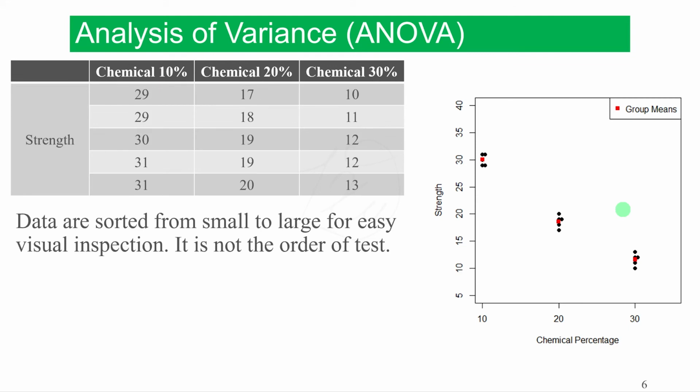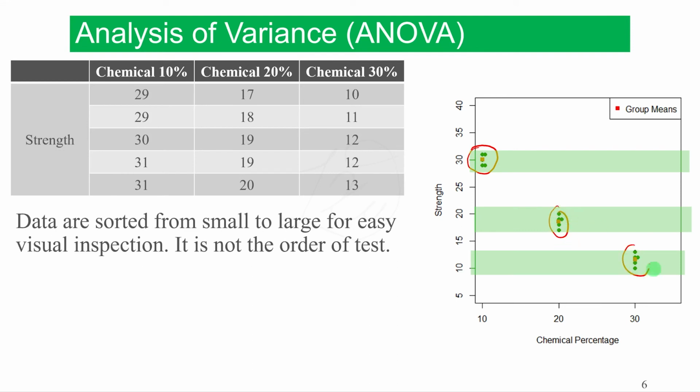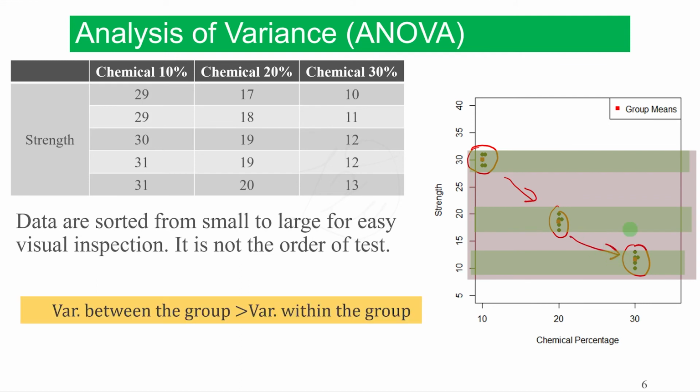Now look at a different set of numbers. In this case, the strengths within each group are very close to each other, so they are clustered very closely to the mean. There is not a lot of variance within each group, but the groups are very different from one another. There is a lot of difference between the groups. In this case, you would reject the null hypothesis and conclude that the addition of different levels of chemical has a significant impact on the material strength.